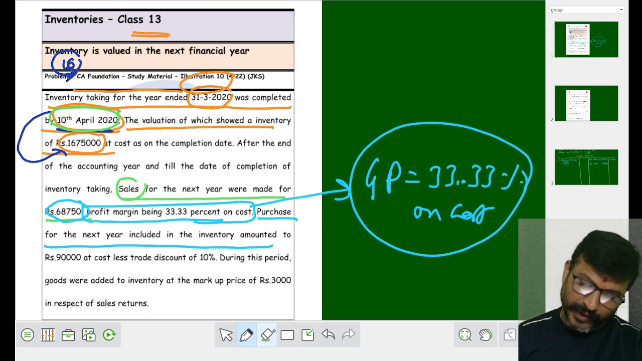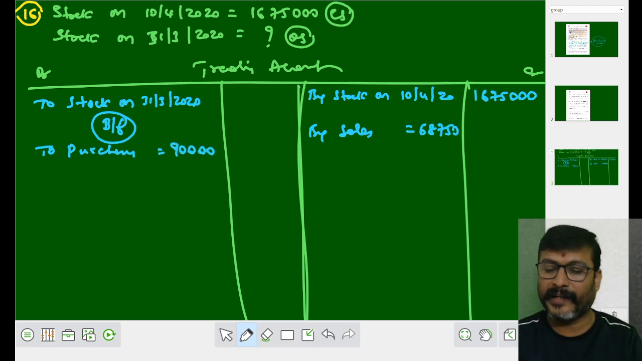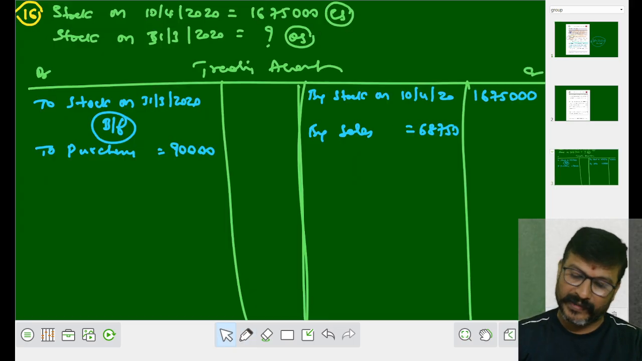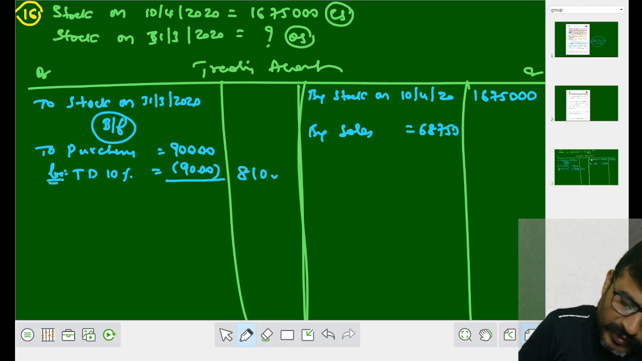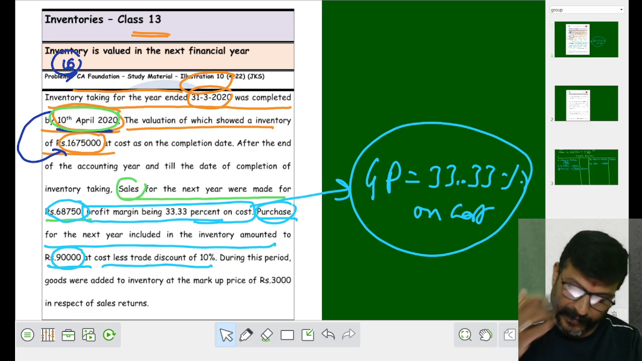Purchases for the next year amounted to rupees 90,000. What it is? It is purchases. Purchases is how much? 90,000. Where to record the purchases? In the debit side. Take purchases in the inner column, 90,000. Fine. What happened? Less trade discount of 10%. Oh, what we have to subtract? We have to subtract trade discount 10%. 10% comes to 9,000. Take 81,000 in the outer column. Right?